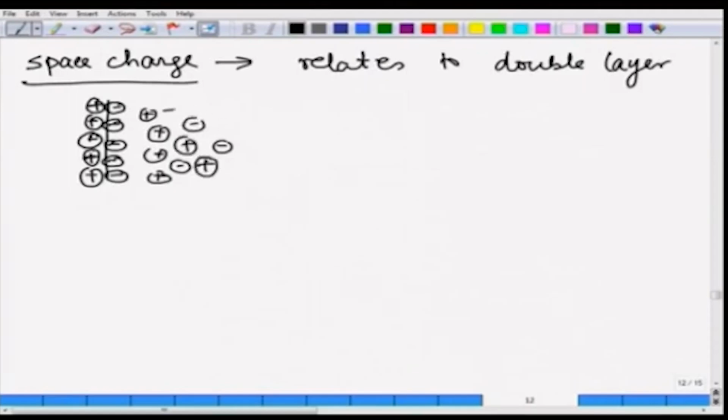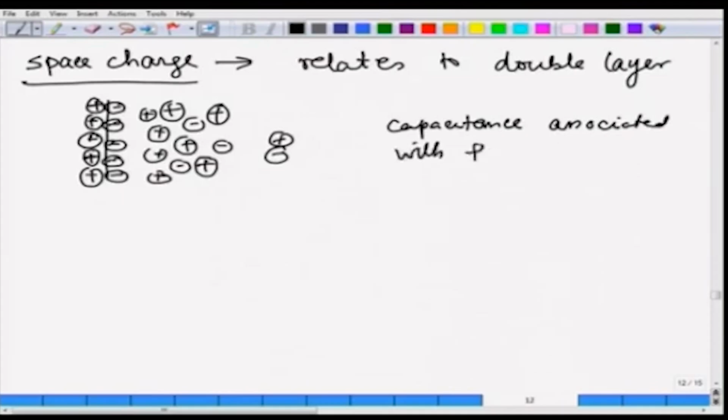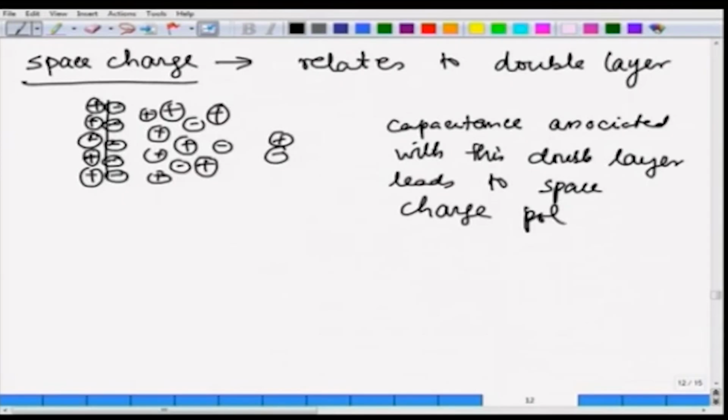But there is a net positive charge. Ultimately, far away, the number of negative and positive charges become the same. So what you get is a net charge region, and a capacitance of this double layer. There is a capacitance associated with this double layer, which leads to, or is related to, space charge polarization. So these are the various mechanisms which operate.